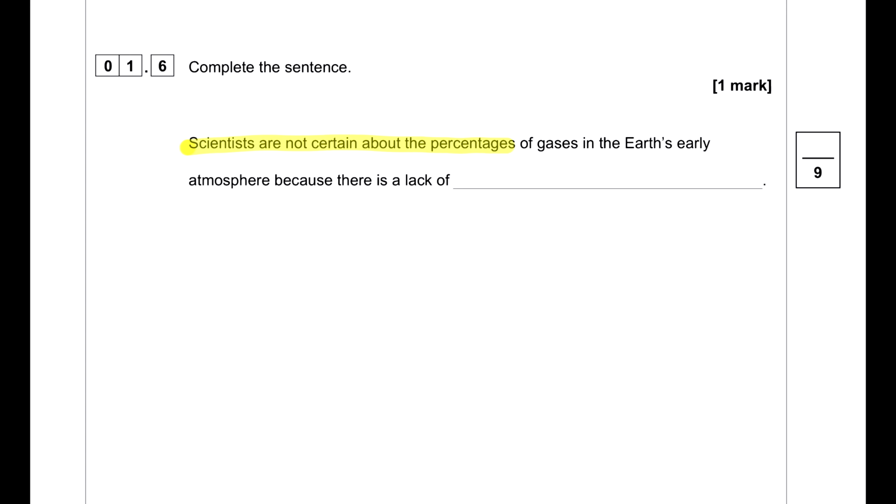Scientists are not certain about the percentages of gases in the Earth's early atmosphere because there is a lack of information, generally, because these are from very, very early times, all right? Even though we have a little bit of information which we are deriving, we do not have any proof. So evidence or proof.